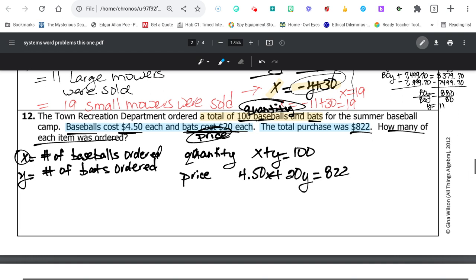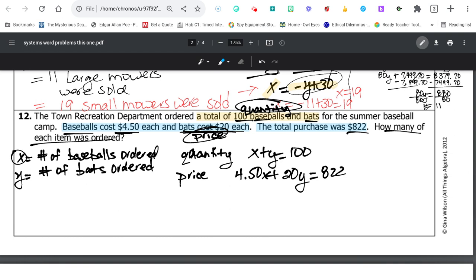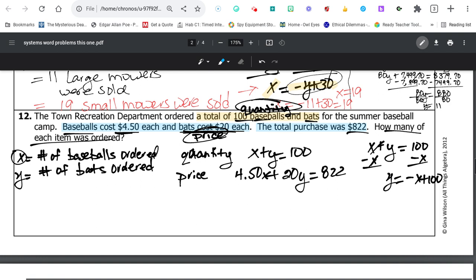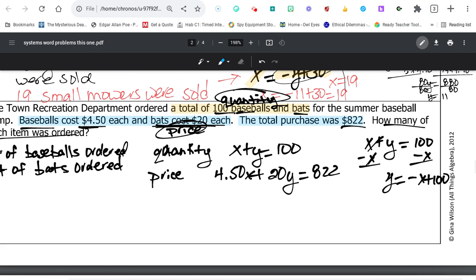All right. Again, I'm going to use substitution, guys. Let's take the top equation and solve for, I'll solve for Y this time. I'm going to subtract X. So Y, you can put 100 minus X or negative X plus 100. I have a tendency to write my variable first. So I know Y equals this. I'm going to go back over here and change Y to negative X plus 100. So 450X plus 20 times negative X plus 100 equals 822.